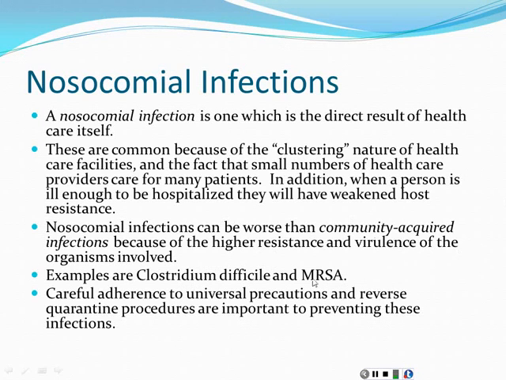Another one you could add today, which isn't in your book, is VRE, vancomycin-resistant enterococcus. Just like MRSA, it kind of grew up in the hospital, but it's made its way out into the community even. So we have to really be careful with our universal precautions and quarantine procedures to keep nosocomial infections from happening.